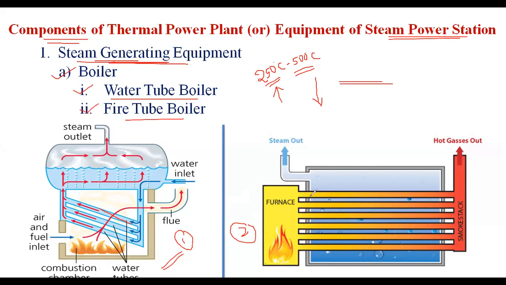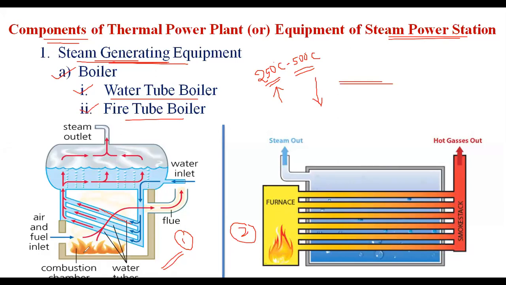Actually, there are two types of boiler in a thermal power plant. The classification is the water tube boiler and the fire tube boiler. In the water tube boiler, the water is flowing inside the tubes, surrounded by fire. Due to that, the efficiency is more. It also requires less space, and we get more output and efficiency.